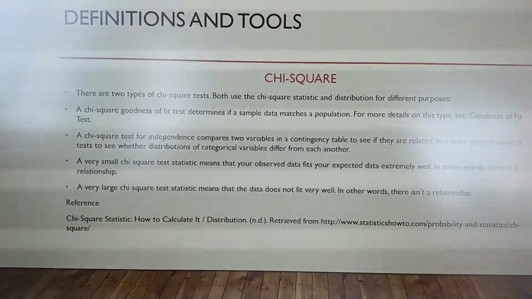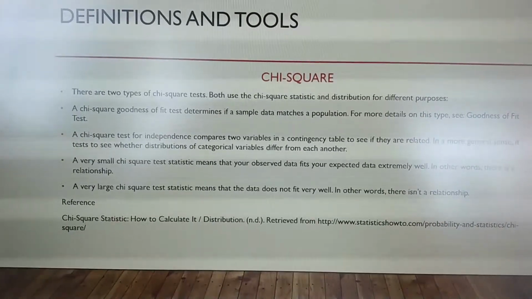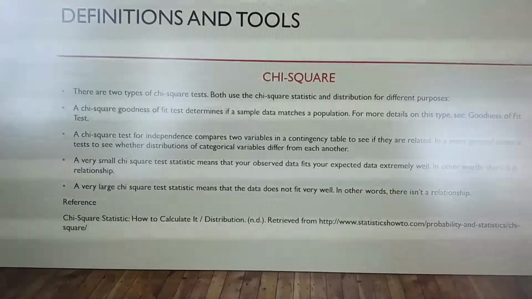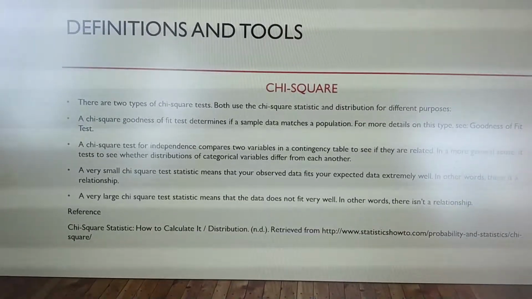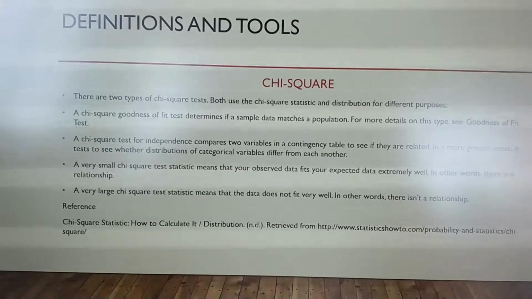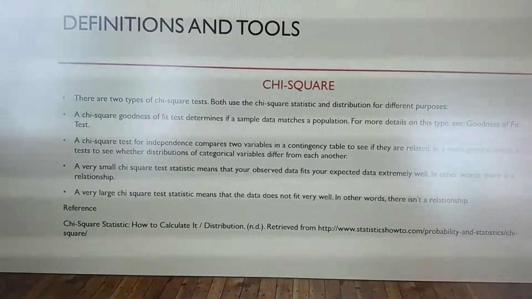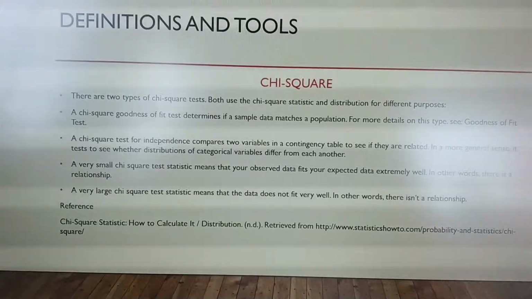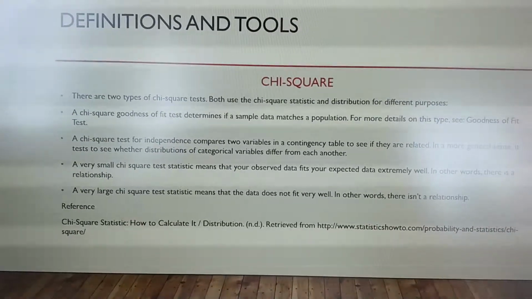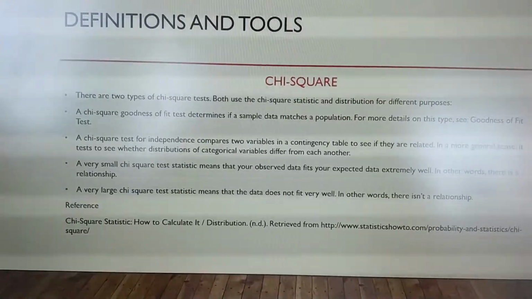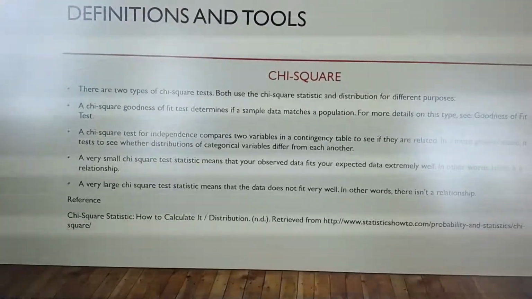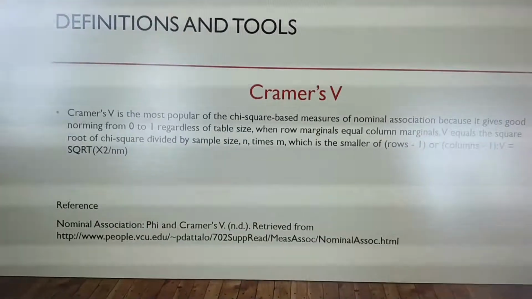A very small chi-square test statistic means that the observed data fit the expected data well. In other words, there is a relationship. A very large chi-square test statistic means that the data does not fit well. In other words, there is no relationship. And I put my reference at the bottom. That's basically where I got my definitions, where I pull everything from.